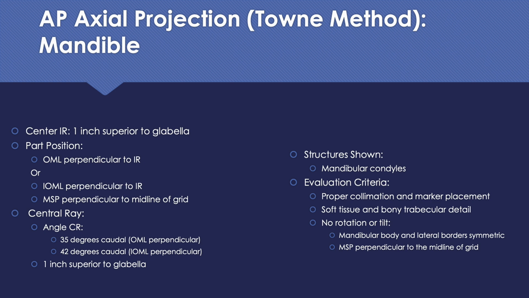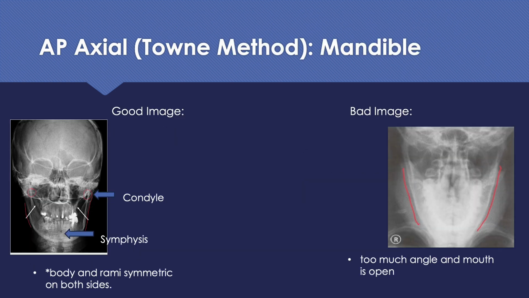We will also need to see that there is no rotation or tilt, by evaluating that the mandibular body and lateral borders are symmetric, as well as the mid-sagittal plane being perpendicular, or in line, to the long axis of the grid. Here are images of the AP axial Towne. For this good image, the body right here is well demonstrated, as well as the distance between the lateral borders and the mandible being symmetric.